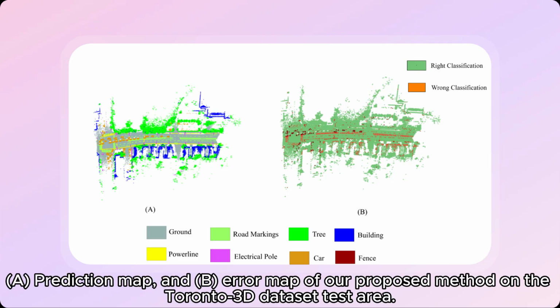This sounds impressive. Any catches? Well, they did acknowledge a minor limitation. Some specific classes, things that are naturally very thin or sparse in the data, like power lines or maybe small individual shrubs, were still a bit challenging to classify perfectly. Room for future work there, definitely.